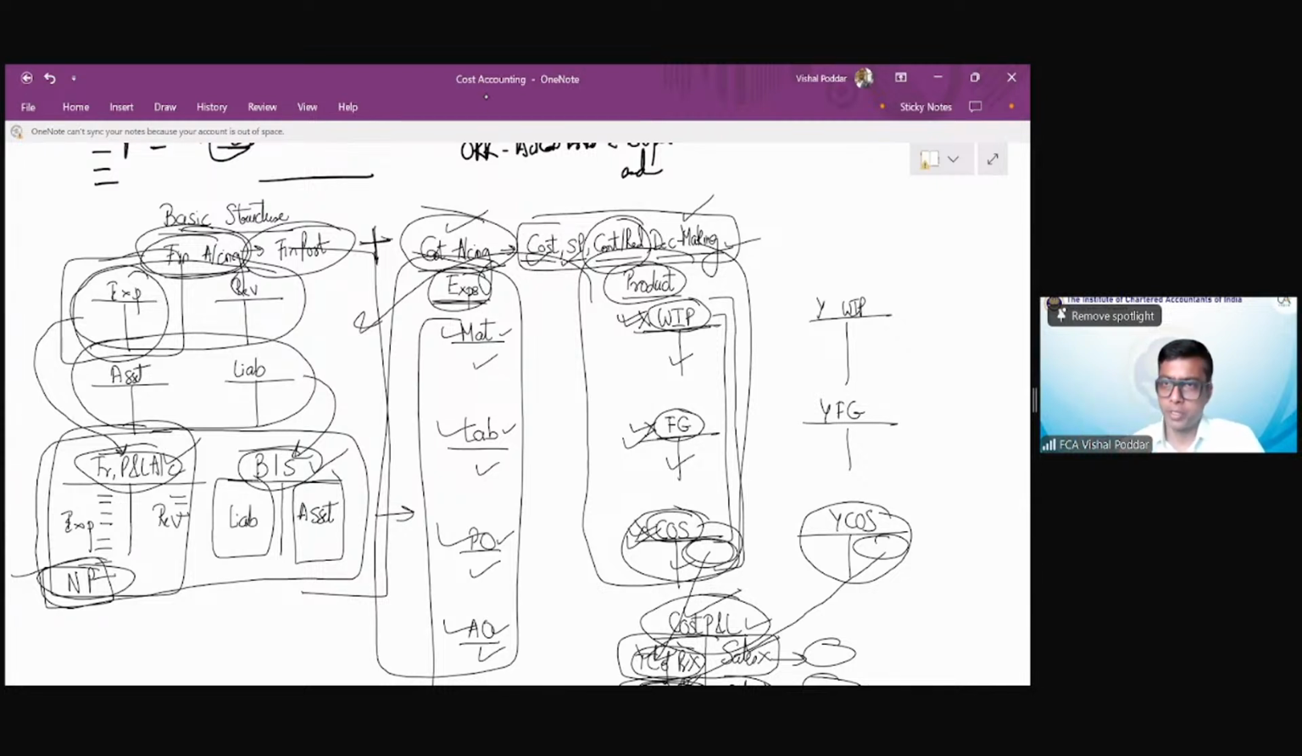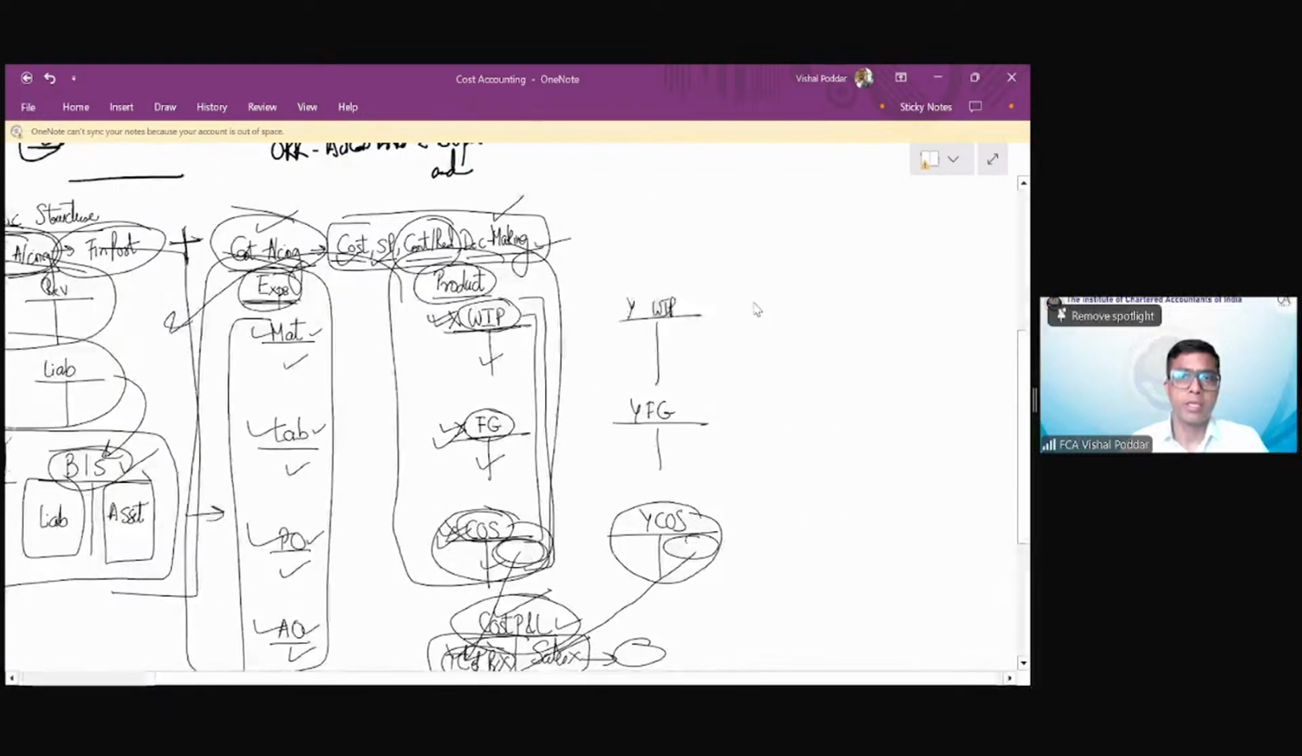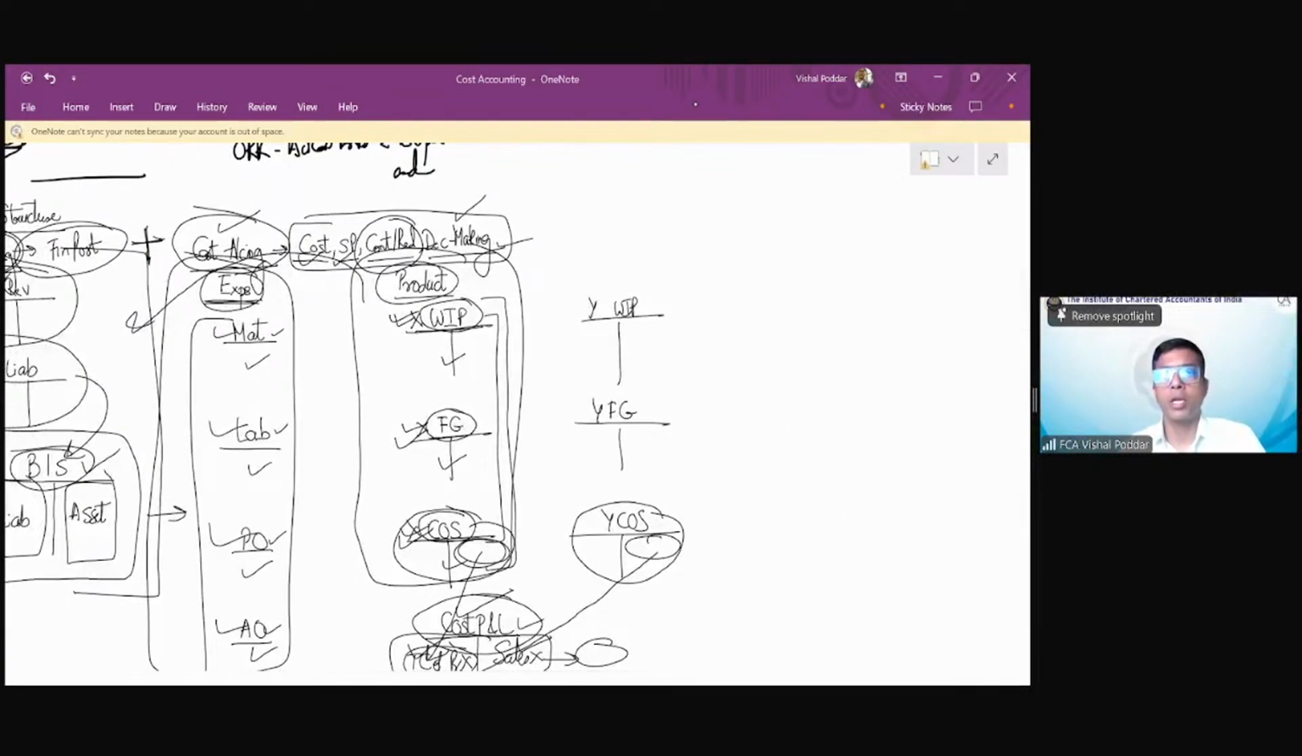You can, I'm saying. So the first possibility is, when you want to do cost accounting, you can merge both the accountings and prepare a common integrated set of books, which will be called integrated cost accounting. Integrated means your financial and costing will get merged.